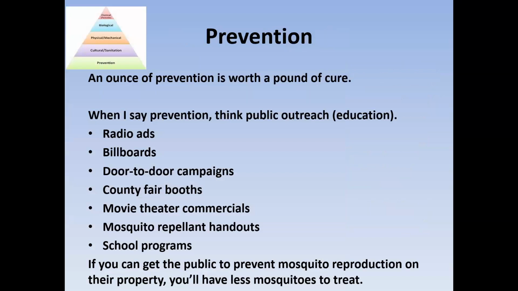So let's talk about prevention. The old expression: an ounce of prevention is worth a pound of cure. When I say prevention, I want you to think about education, which is also public outreach. That can come in many forms, including radio ads, billboards, door-to-door campaigns. For instance, when I was a technician at Sac Yolo, one of my jobs was to go door-to-door and talk to the public. There's county fairs, movie theater commercials, mosquito repellent handouts, school programs, etc. Basically, if you can get the public to prevent mosquito reproduction on their property, you'll have fewer mosquitoes to treat. They're doing their job for you.